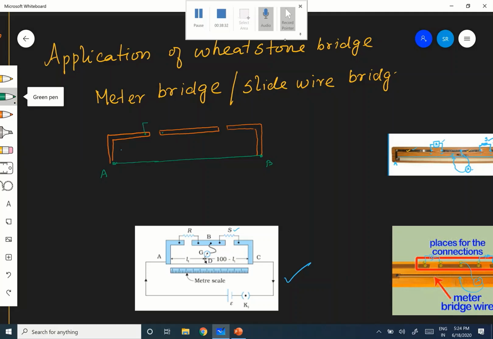Here is your resistance. And here is an unknown resistance. For example, S is an unknown resistance. Now, what we have to find out? And what is the other point? A, B. Okay, and the other point, let it be C.